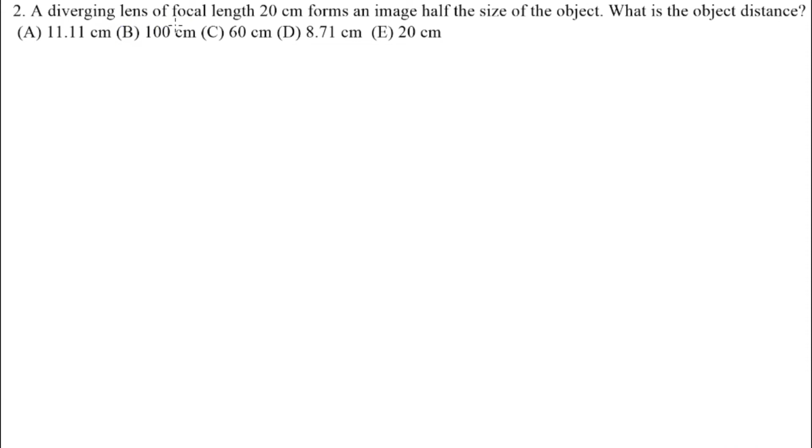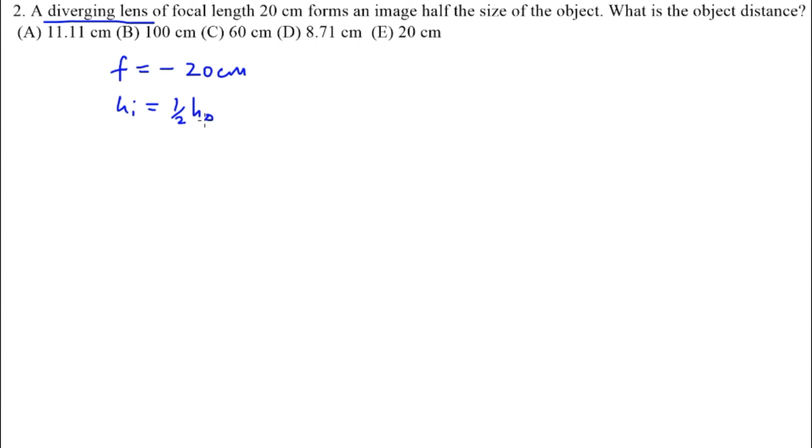A diverging lens of focal length 20 centimeter forms an image half the size of the object. What is the object distance? A diverging lens, that's a concave lens, so it has a negative focal length and is given as 20 centimeter, forms an image half the size of the object. The image size is half the size of the object.